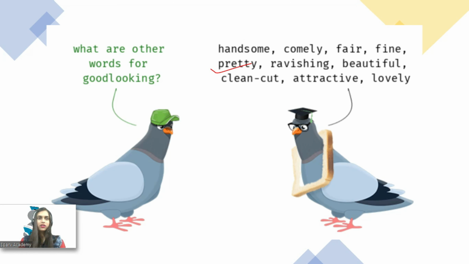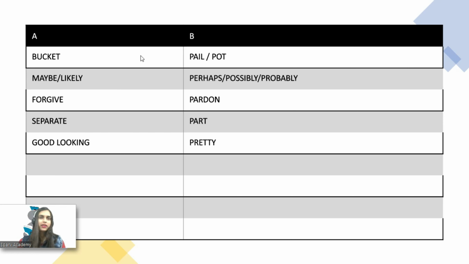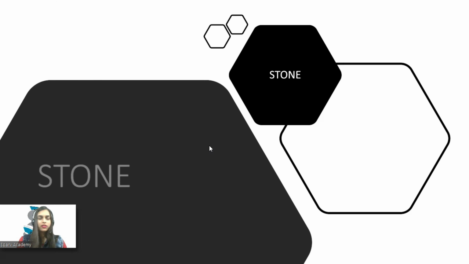And for good looking, we have so many synonyms. You are looking handsome, you are looking fair, and yeah, you are looking attractive, you are looking lovely. These all are synonyms when we are appraising someone as a beauty. So here: bucket, pail, pot, maybe, likely, perhaps, possibly, probably, forgive, pardon, separate, part, good looking, pretty. Next word is stone.